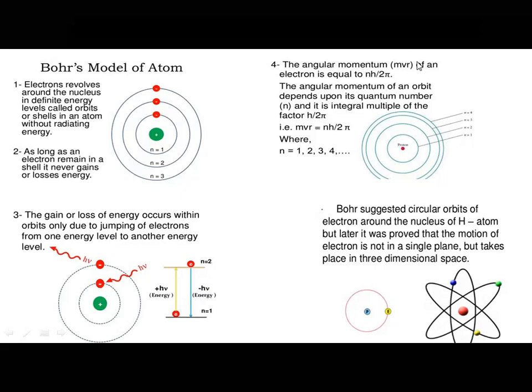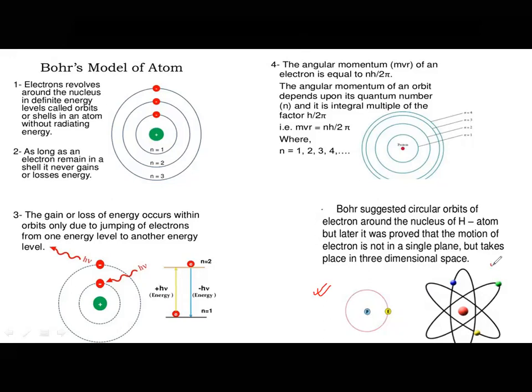The angular momentum mvr of an electron is equal to nh upon 2 pi. The angular momentum of an orbit depends on the quantum number n, and it is an integral multiple of h upon 2 pi. We have seen this. Bohr suggested circular orbits of electrons around the nucleus of the hydrogen atom, but later it was proved that the motion of electrons is not in a single plane, but takes place in 3 dimensions. So here, the first one was suggested by Bohr, that is, electrons revolving in circular orbits.